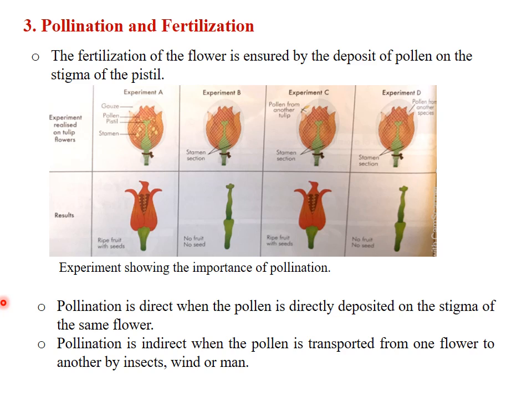We have to know that pollination is direct when the pollen is directly deposited on the stigma of the same flower, and pollination is indirect when the pollen is transported from one flower to another by insects, wind, or man.